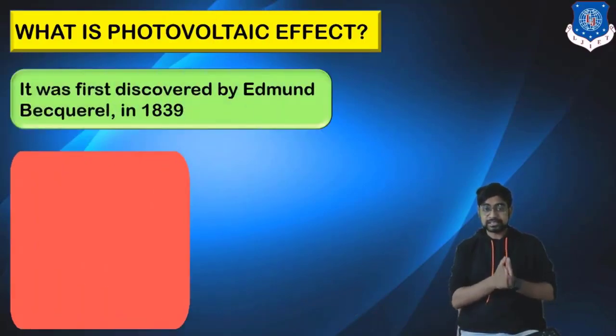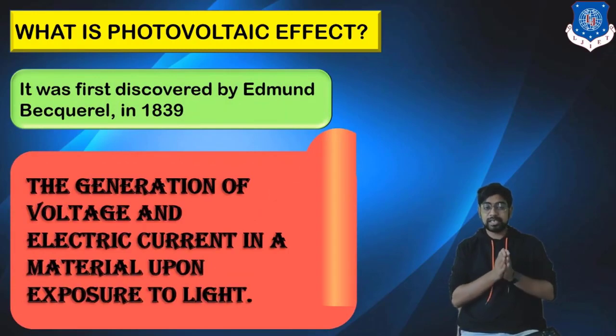So it was first discovered by Edmund Becquerel in 1839. It is the generation of voltage and electric current upon exposure to light. So this was first discovered by this person, and he discovered that voltage and current were generated without any supply, with the help of light.